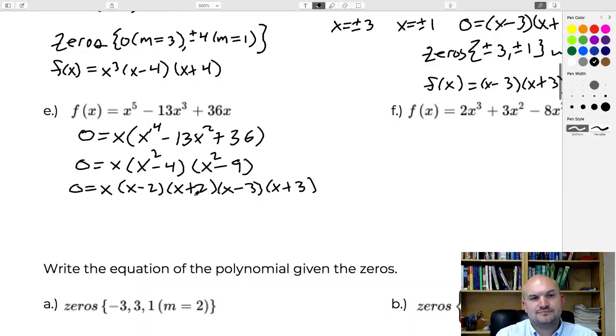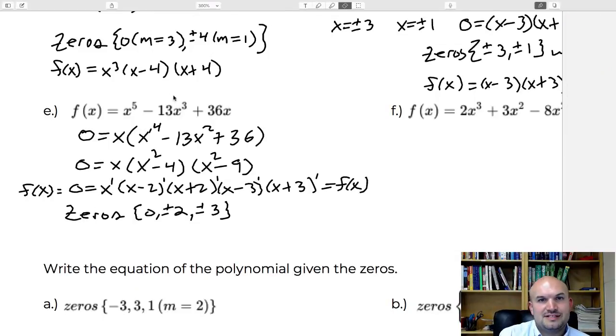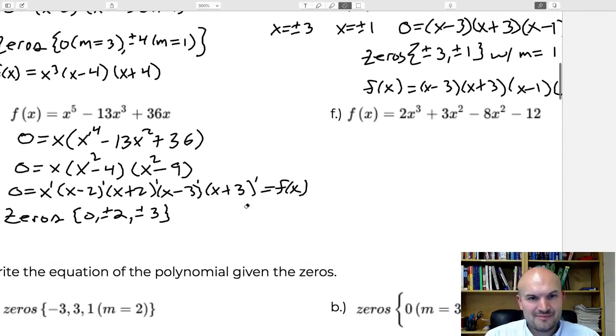Okay, so my zeros, again, all my linear factors have a power of 1, so the multiplicity is 1 for all of my zeros, which is 0, comma, plus or minus 2, comma, plus or minus 3. And I'm just going to say f of x equals my linear factorization right there. Kind of being a little lazy right now, just to make sure I have enough time to get through this. So there you go. Obviously, you'd want to rewrite that as a linear factorization, f of x equals that.